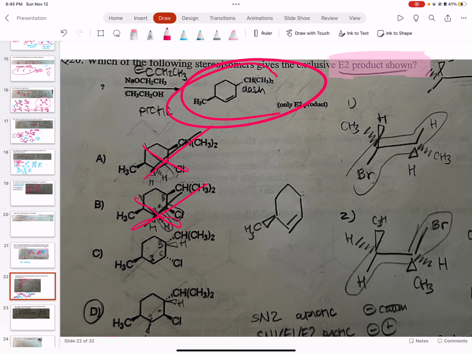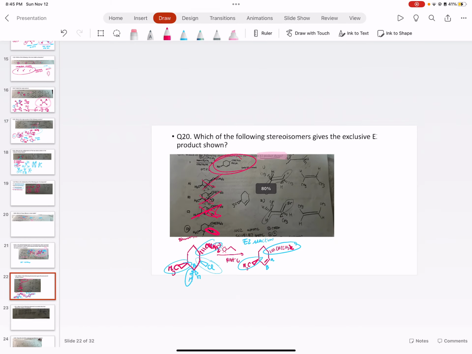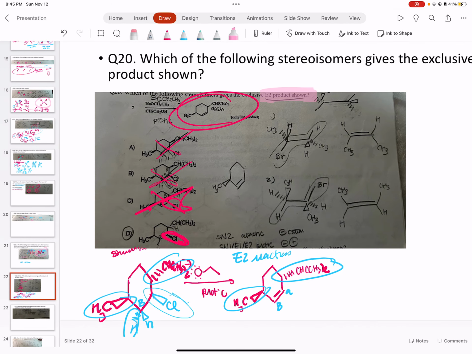The thing about it is that it's mainly about our leaving group. You have to remember that our leaving group always needs to be on a wedge. In the case of C, it's on a dash, so it wouldn't be able to give the right answer. So our right answer will be D.